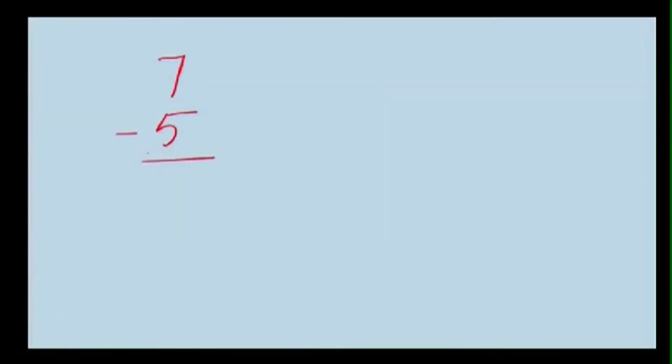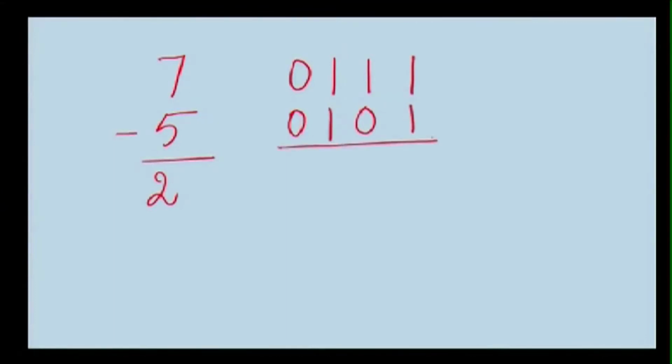Let us take one more example, and in this example I am going to take a very small number, 7 minus 5. Usually when I subtract these two, I should get 2. Now let me write the binary equivalent of 7, which is 0, 1, 1, 1, and the binary equivalent of 5 is 0, 1, 0, 1. So when I subtract this, I should get the answer as 2. As usual, this is the minuend and this is the subtrahend.